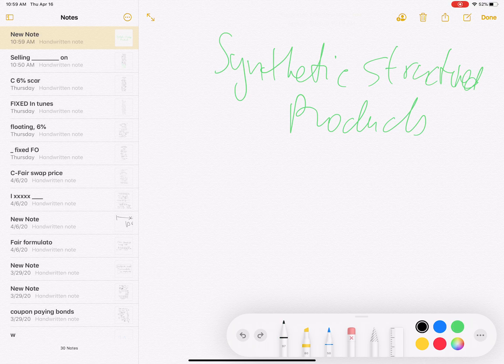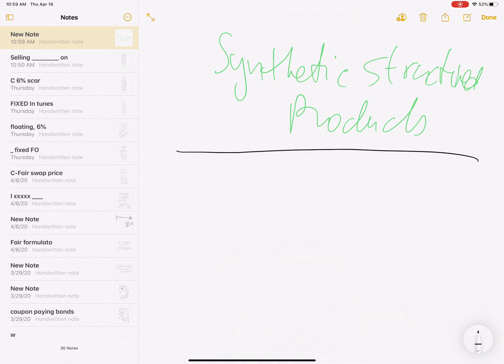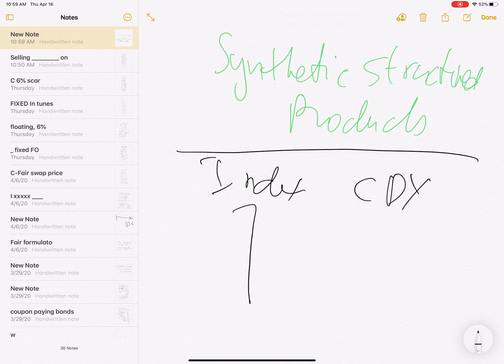All right, so I will use this. Okay, so what is the idea behind synthetic structured products? The first thing we want to discuss is Index CDX. An index CDX is just like a usual CDX, but instead of having one name, you protect a bunch of names.